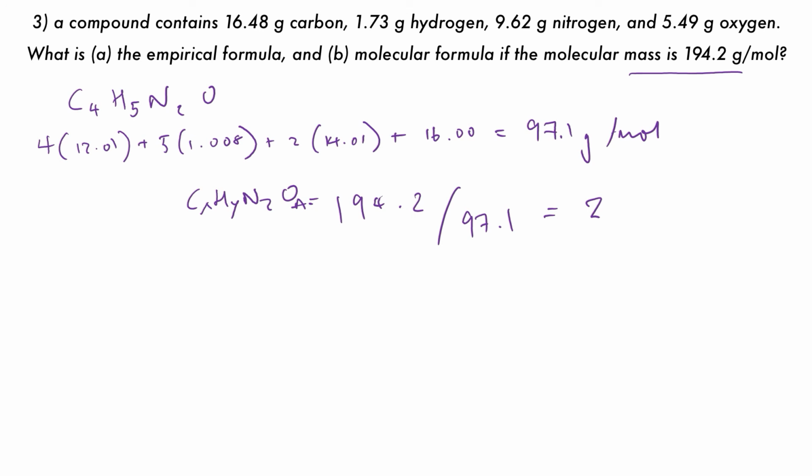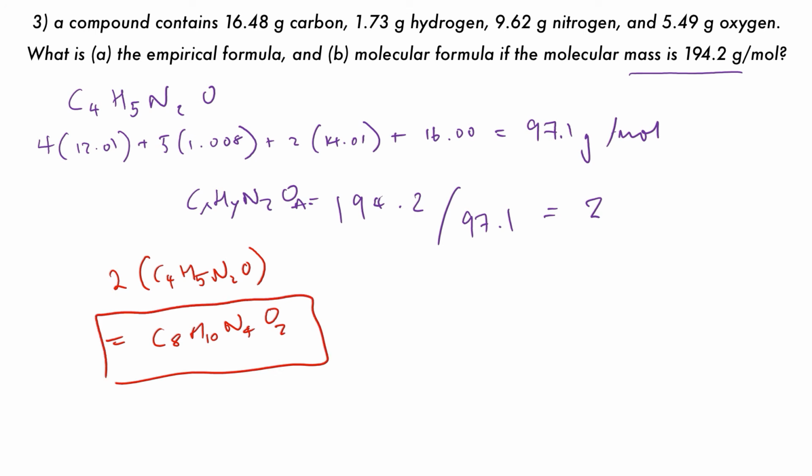So we'll have 2 times C4H5N2O, which will be equal to C8H10N4O2, and that will be our final molecular formula.